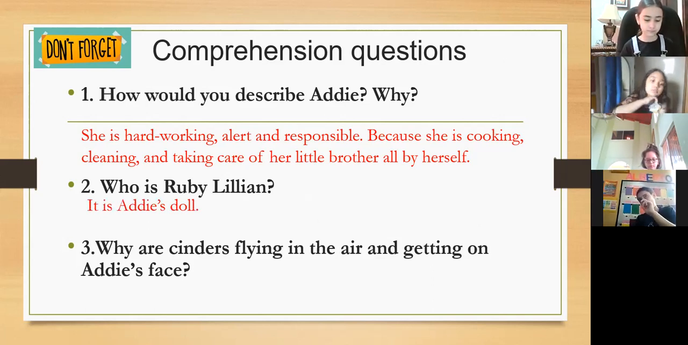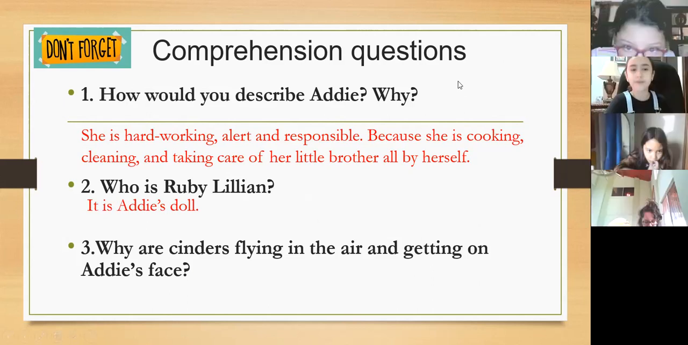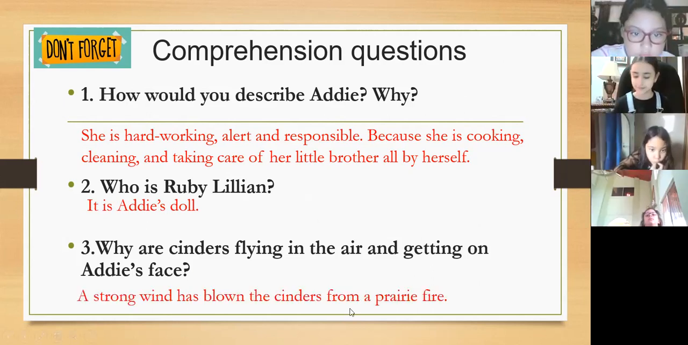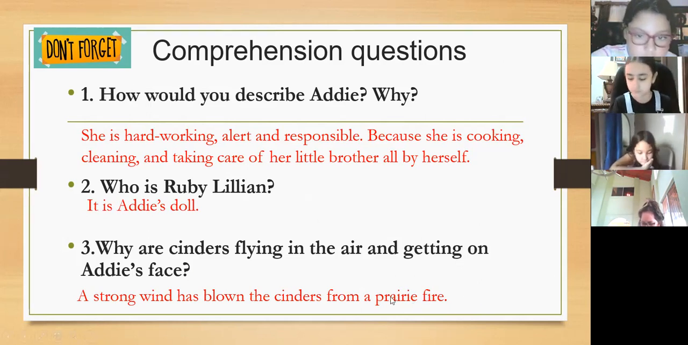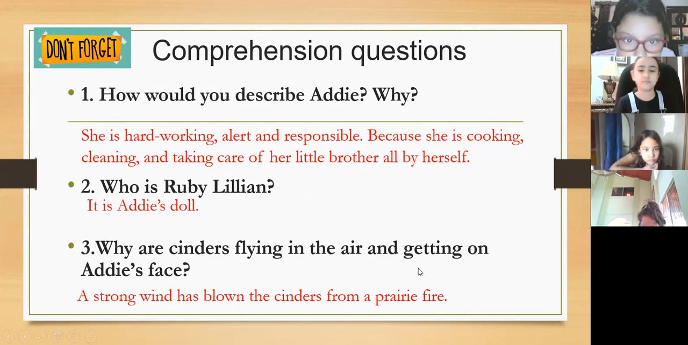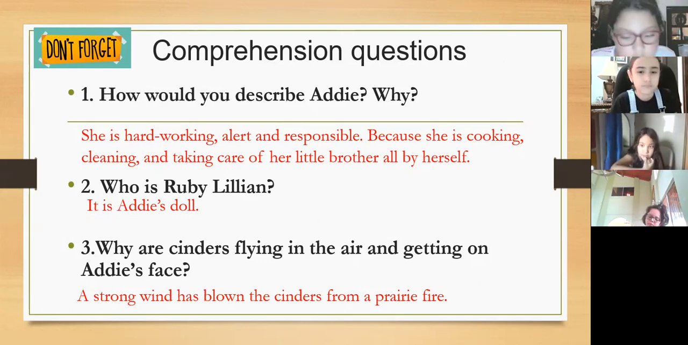Why are cinders flying in the air and getting on Addy's face? A strong wind has blown the cinders from a prairie fire. That's right. Remember there were a lot of cinders flying in the air because it was a prairie fire. It wasn't in Addy's house. So if I tell you that Ruby Lillian is Addy's sister, is it true or false? False. Yes, Ruby Lillian is Addy's doll. Remember that she doesn't have sisters, just two brothers.